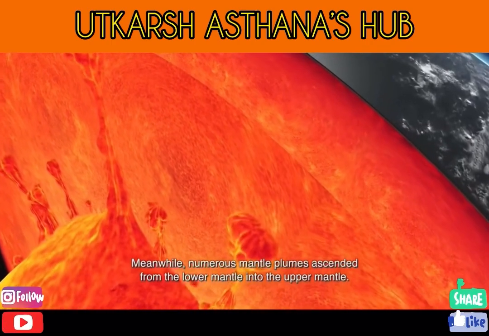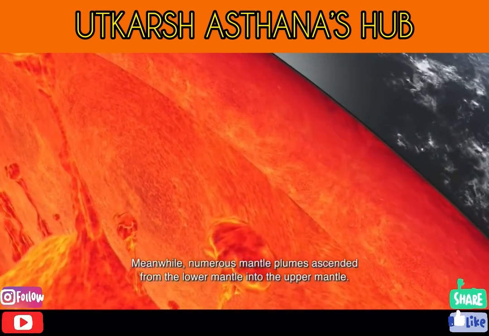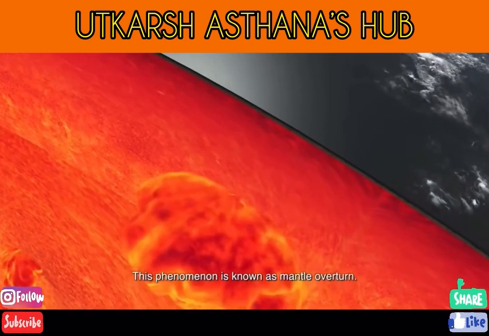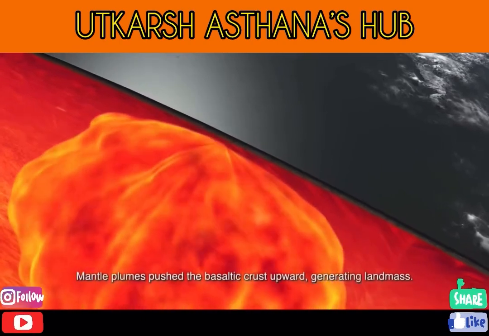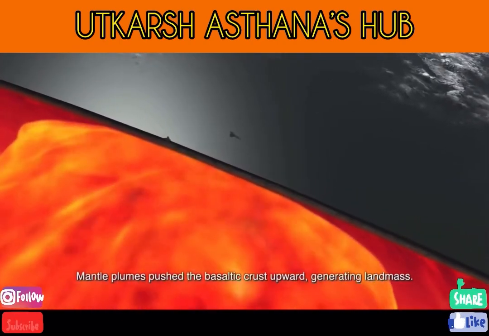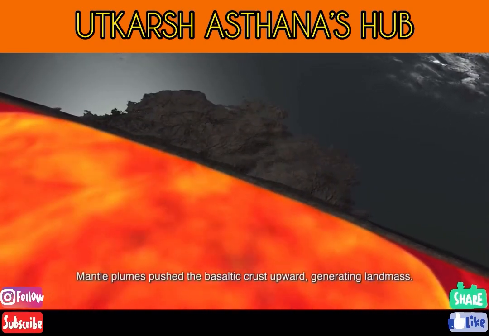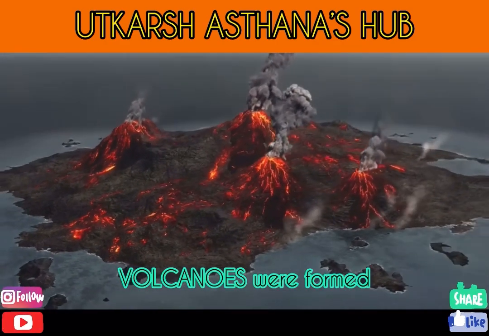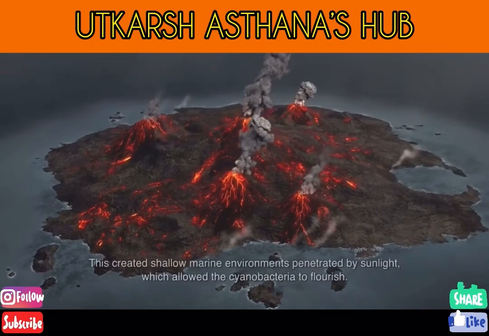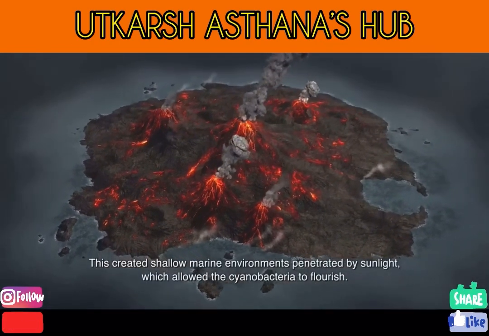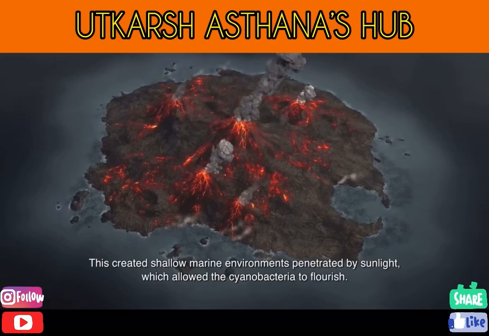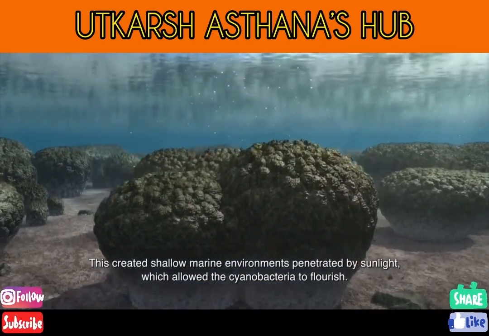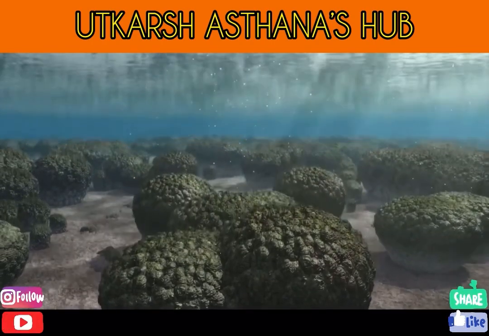Meanwhile, numerous mantle plumes ascended from the lower mantle into the upper mantle. This phenomenon is known as mantle overturn. Mantle plumes push the basaltic crust upward, generating landmass. This gave birth to the mighty volcanoes, and that is how they were formed. Because this created shallow muddy environments penetrated by sunlight, which allowed the cyanobacteria to flourish.